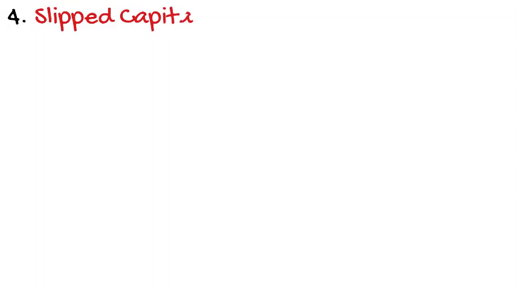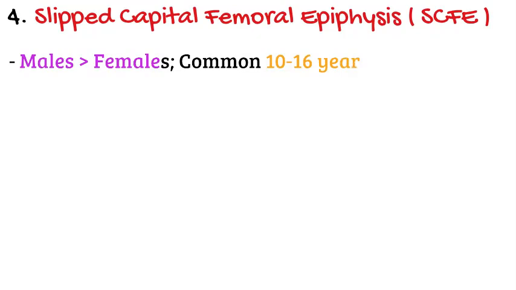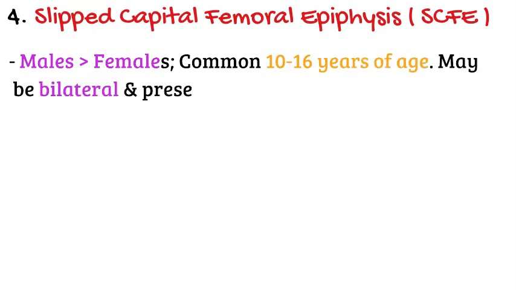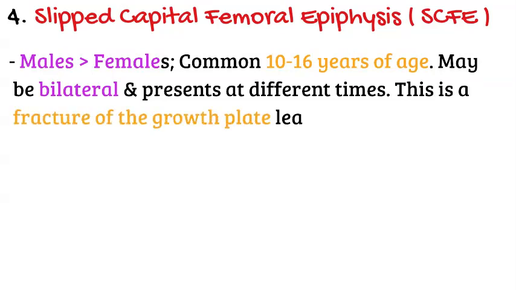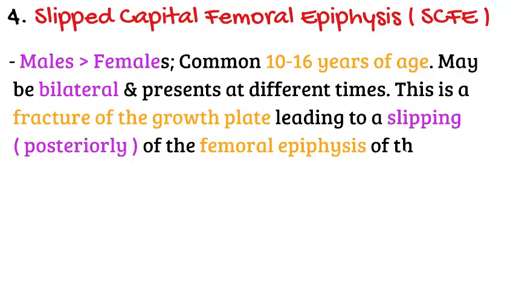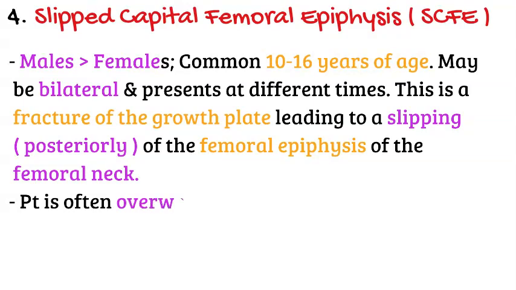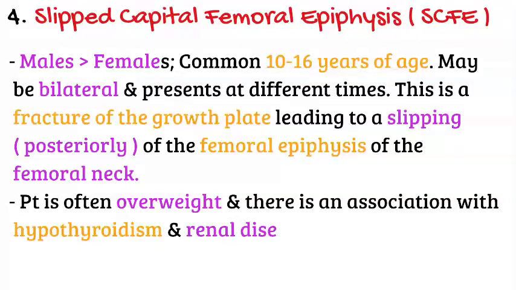Number 4, slipped capital femoral epiphysis, SCFE. More predominant in males, common around age 10 to 16 years old, may be bilateral and present at different times. This is a fracture of the growth plate leading to a slipping, usually posteriorly, of the femoral epiphysis off the femoral neck. Patient is often overweight and there is an association with hypothyroidism and renal disease.